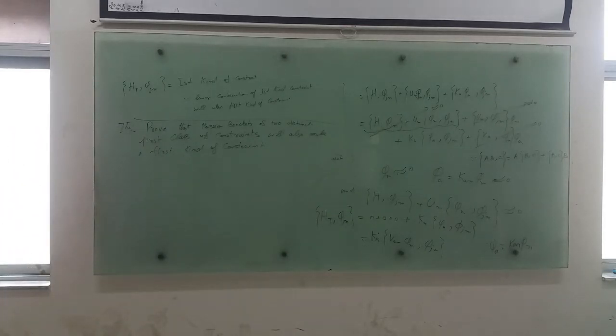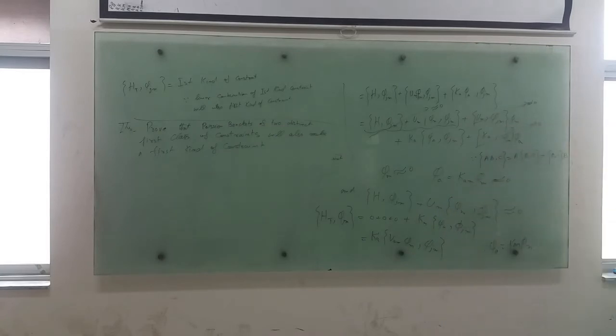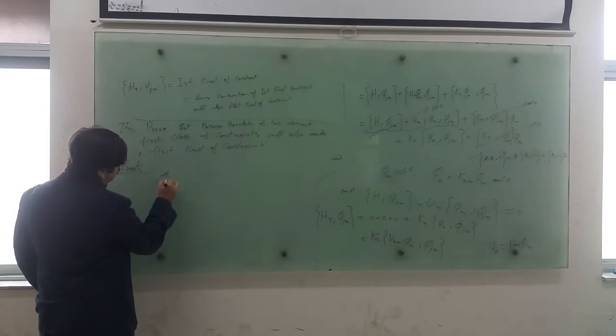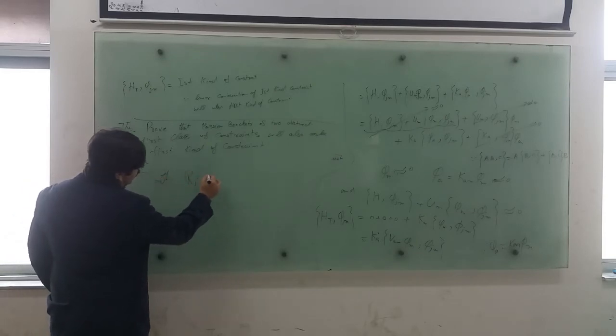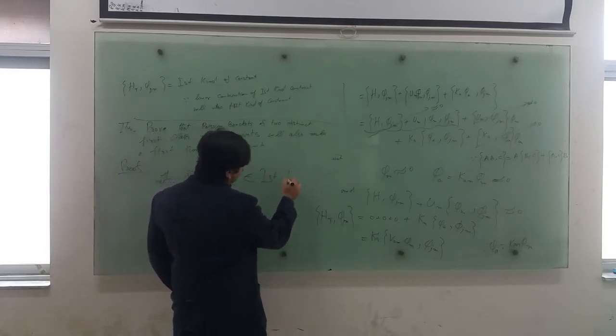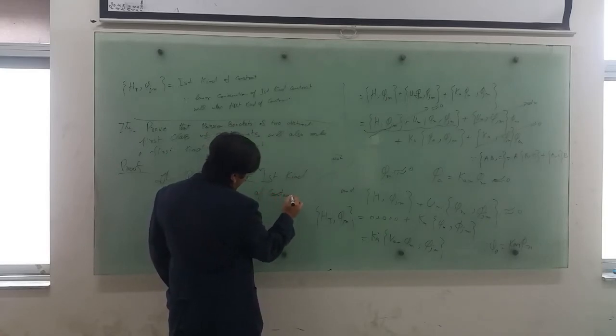So if you have two distinct first type of constraints, then their linear combination will also make a first kind of constraint. Their Poisson brackets will also make a first kind of constraint. Prove that Ri and Sj are elements of first kind of constraints.